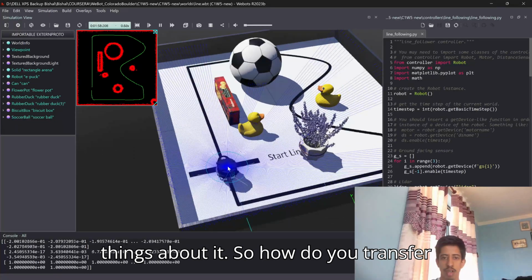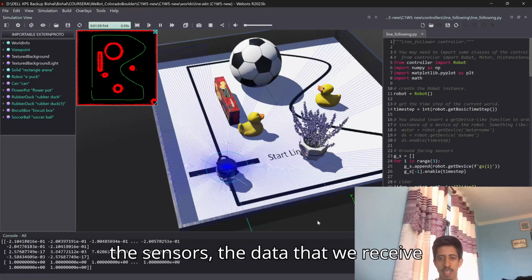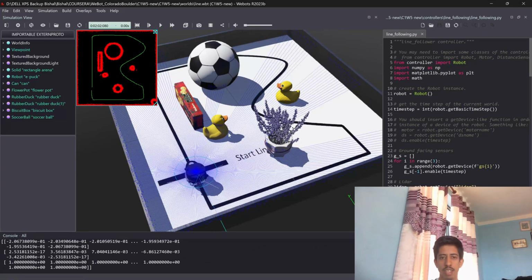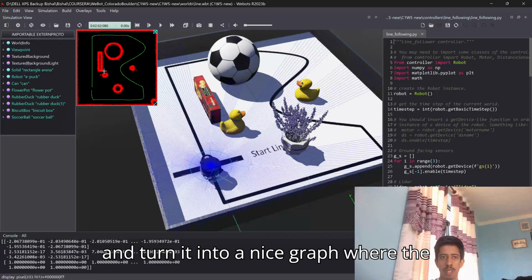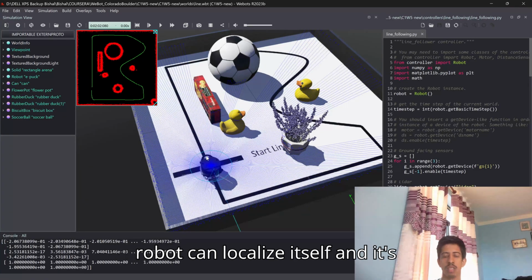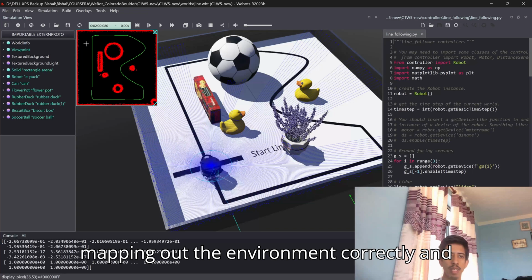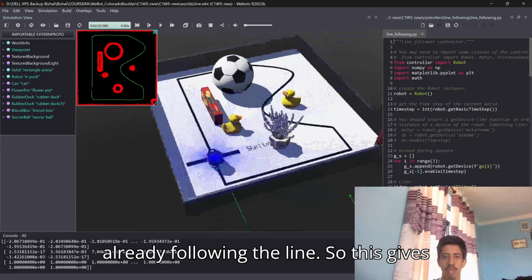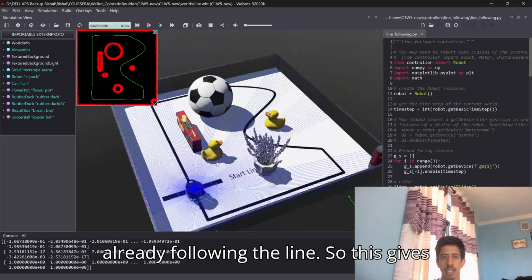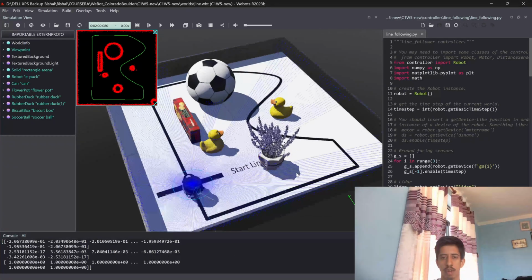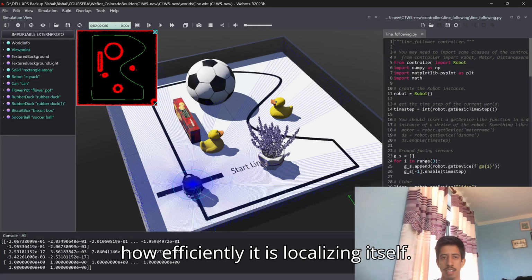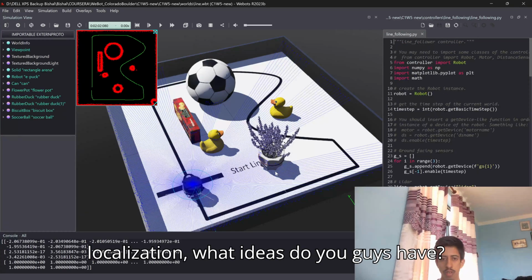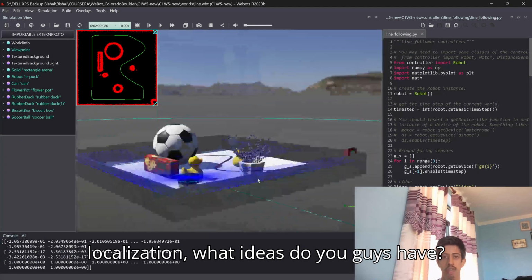How do you transfer the sensor data that we receive as an array of 360 degrees and turn it into a nice graph where the robot can localize itself and map out the environment correctly? It even drew this line because it was already following the line. So this gives us a good approximation of how efficiently it is localizing itself. But there is a trick. For the localization, what ideas do you have?